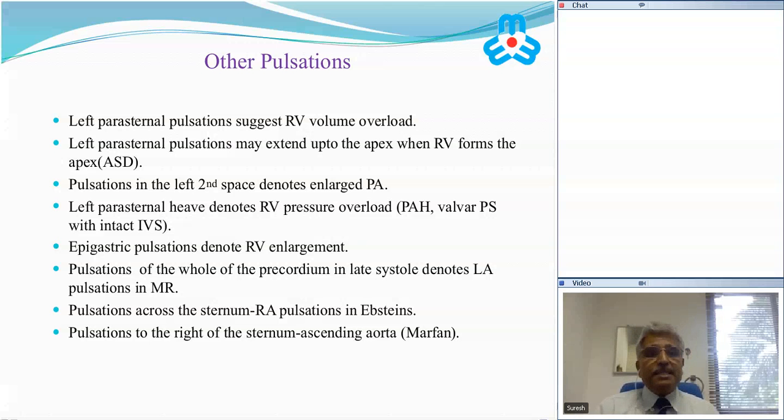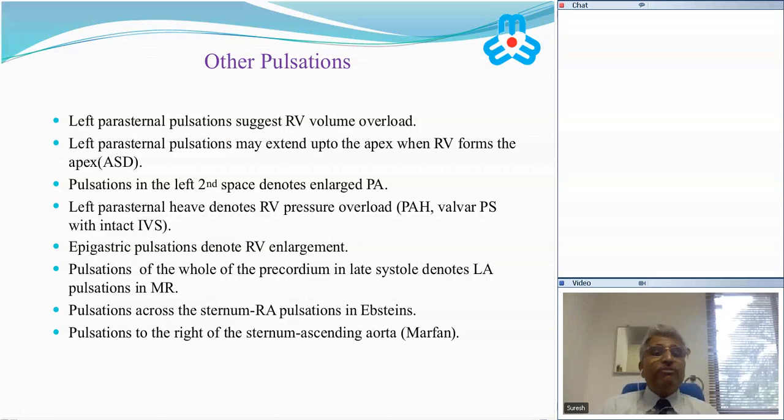After having noticed the left parasternal pulsations and whether the heave is present, you can gently place your fingers in the epigastrium and look for an epigastric pulsation due to RV enlargement. The whole of the precordium may pulsate in late systole, and that denotes left atrial pulsations in mitral regurgitation. What's happening is that the left ventricle is pumping into the left atrium, being the most posterior structure, that is pushing the whole of the heart forward, and that is responsible for the pulsations of the whole of the precordium in late systole to denote left atrial pulsations.